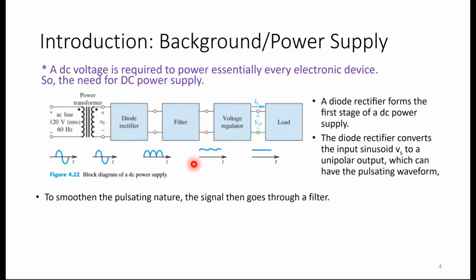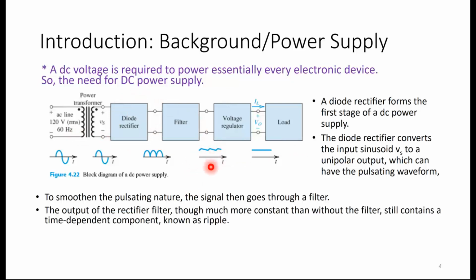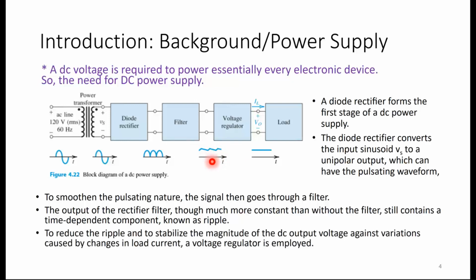After the filter, there's still some time-varying change there. The output of the rectifier filter, though much more constant than without the filter, which was pulsating, still contains a time-dependent component, which we commonly refer to as ripple. So you pass it through a voltage regulator to reduce the ripple and to stabilize the magnitude of the DC output voltage against variations caused by changes in load current as well. A voltage regulator is employed before passing it to the electronic device that you want to supply the DC power to.